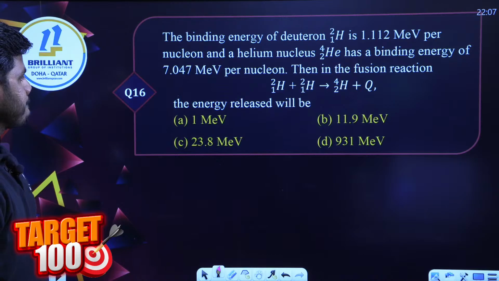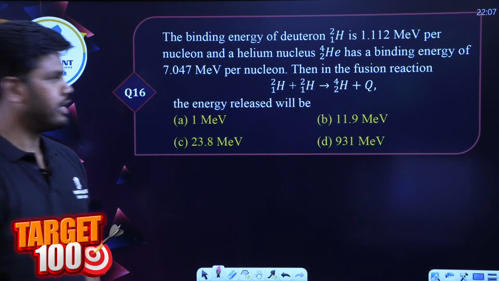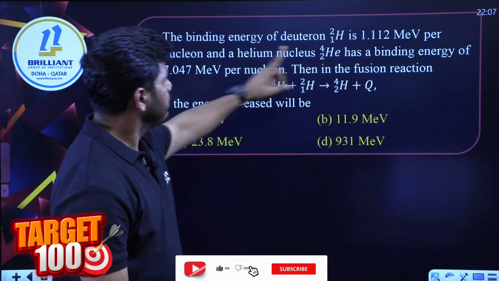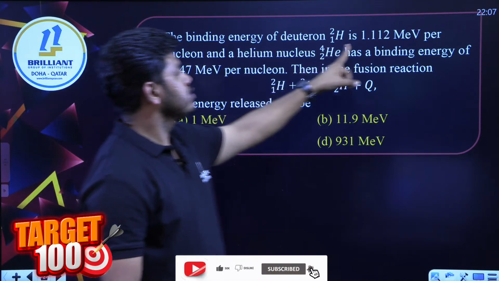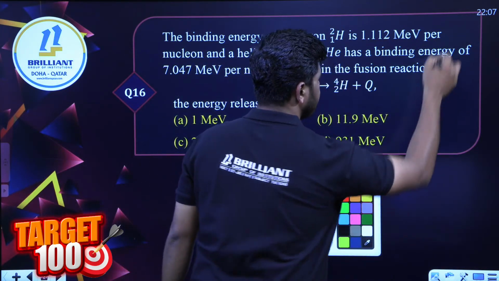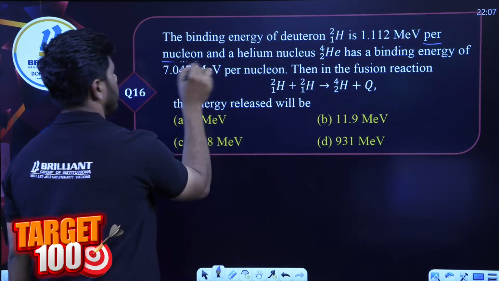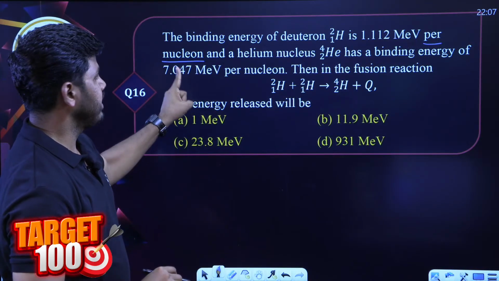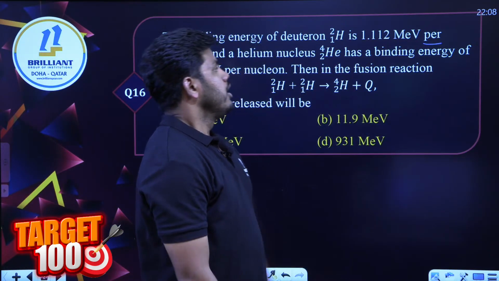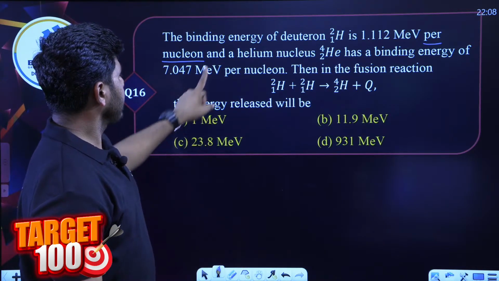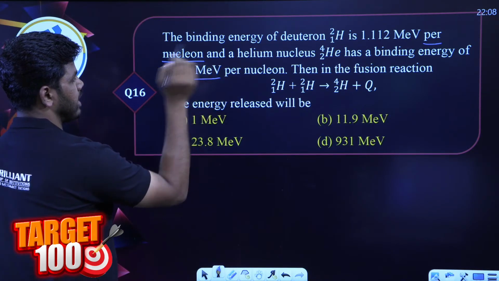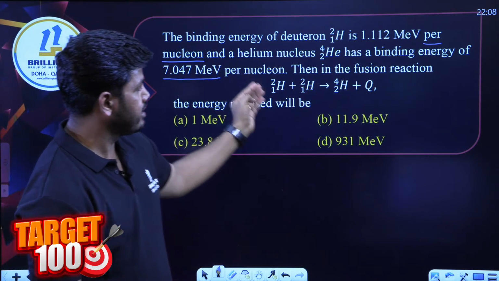Question 16. Again, a binding energy per nucleon question. You are given a deuteron, deuterium, with binding energy 1.12. The only thing you have to check is whether it is the total binding energy or binding energy per nucleon. In the previous question we had binding energy per nucleon. Here, for deuteron it is 1.12 MeV, and the helium nucleus has a binding energy of 7.047 MeV per nucleon. Both of them are binding energy per nucleon.